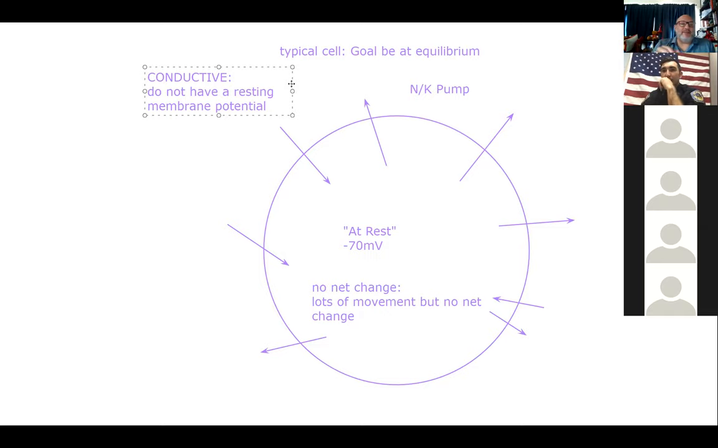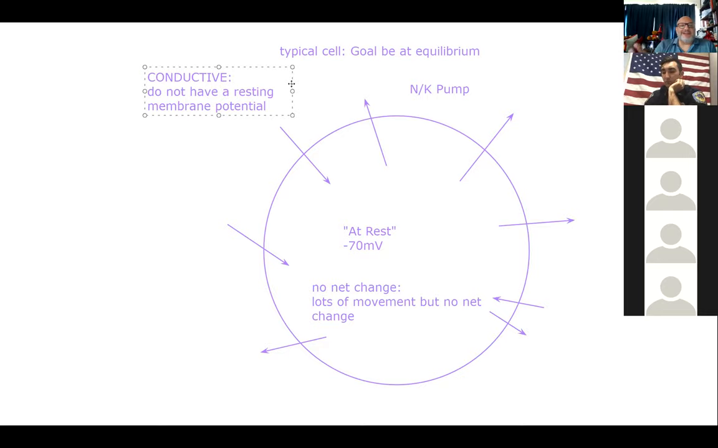So while it doesn't have a resting membrane potential, we are able to do things to make it go faster or make it go slower. One of the ways we can do that is by allowing other ions in. The more sodium comes in, the faster it's going to go. The more potassium leaves, the slower it's going to go, and things along those lines.